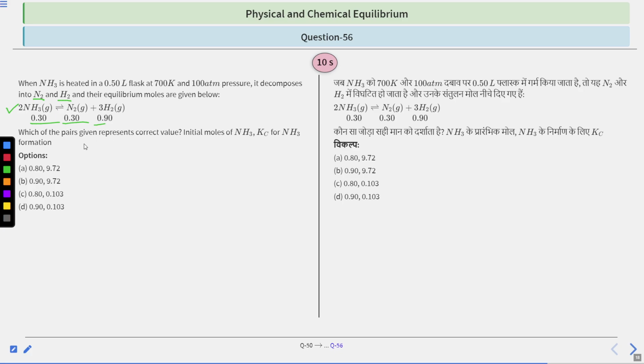So which of the pairs given represents the correct value? We have to find out the initial moles of NH3 and Kc for NH3 formation. So we have to find out these two things, pair them up, match with the options and choose the correct one. Options are 0.8 or 9.72, 0.9 or 9.72, 0.8 or 0.103, 0.9 or 0.103. So you have 10 seconds to solve this question. After that, we will see the answer.